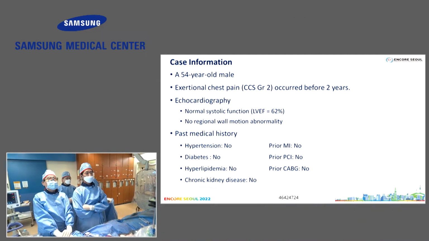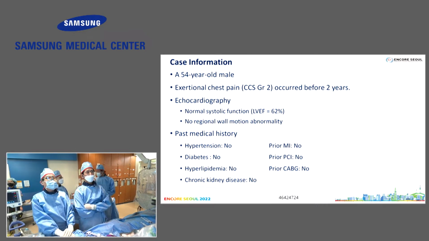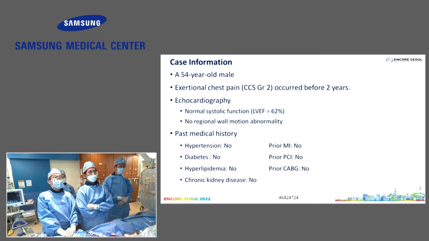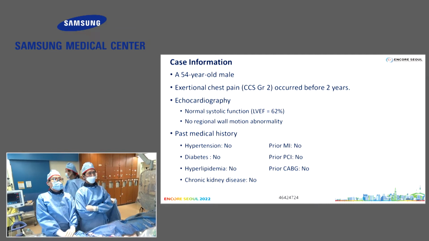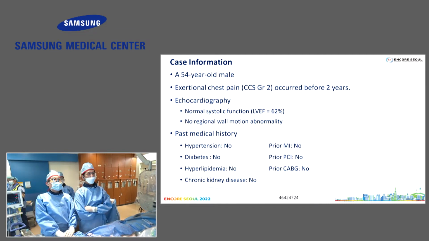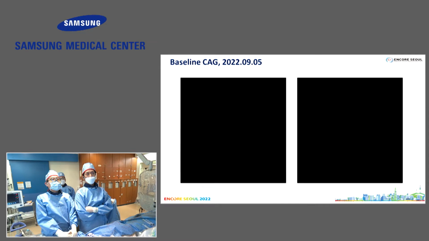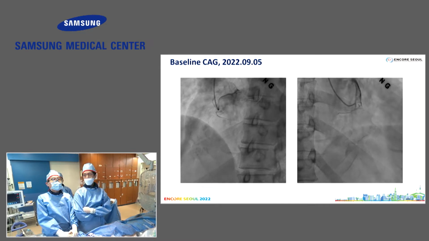A 54-year-old male presented with exertional chest pain, CCS class 2, for 2 years. Echocardiography showed normal systolic function without regional wall motion abnormality. He has no specific medical history. Electrocardiography showed normal sinus rhythm without significant ST change.